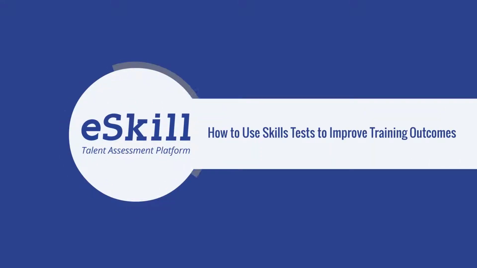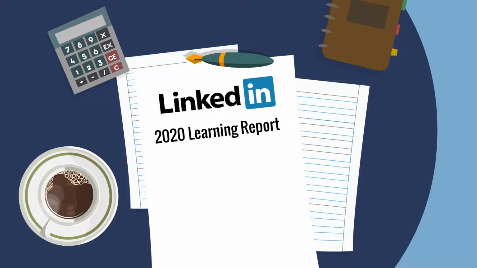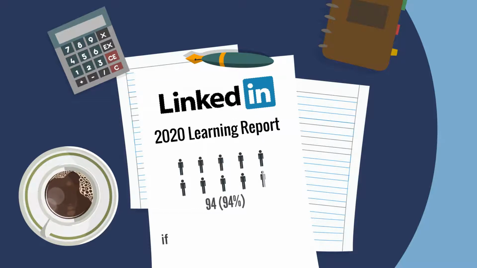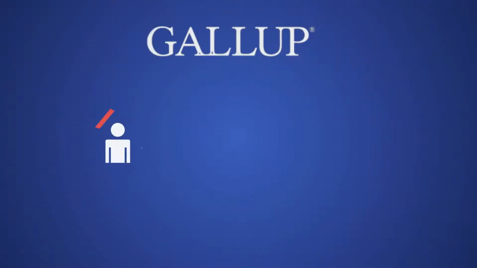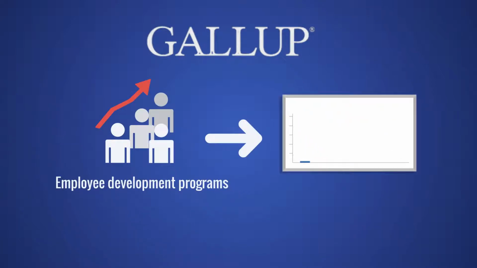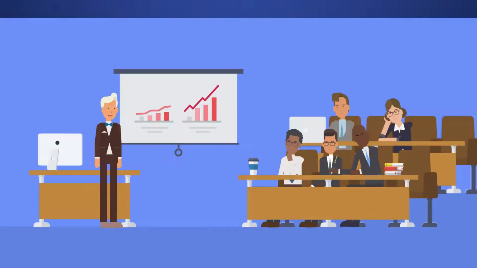How to use skills tests to improve training outcomes. The value of employee development programs has been well established. According to the 2020 LinkedIn Learning Report, 94% of employees would remain in their jobs longer if their company devoted more attention and capital to training. Beyond retention, Gallup notes that increasing employee development programs could lead to higher engagement among workers, sometimes up to 70%.